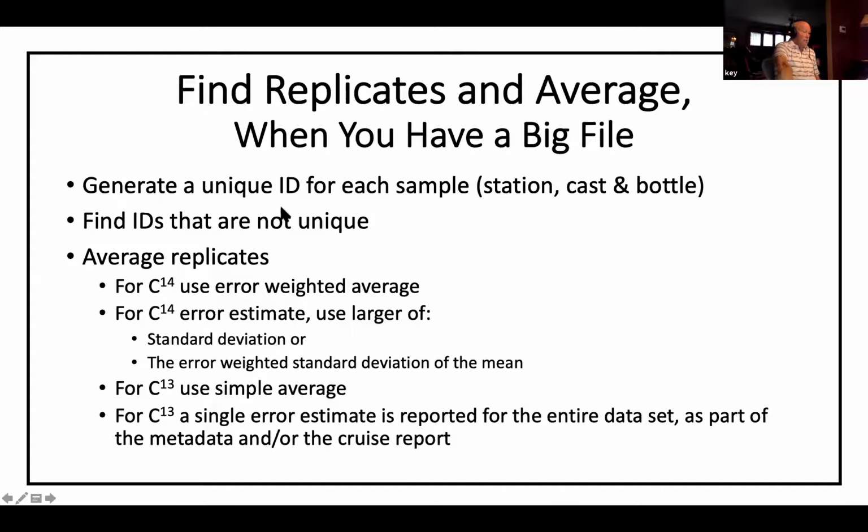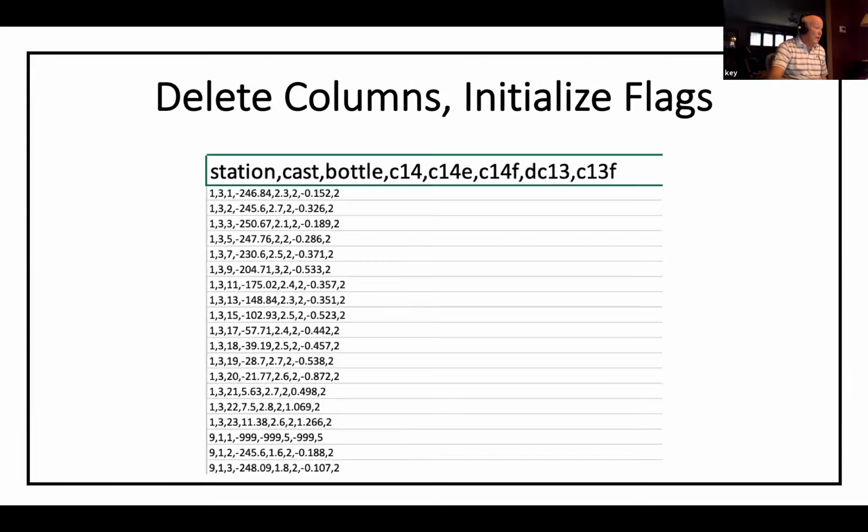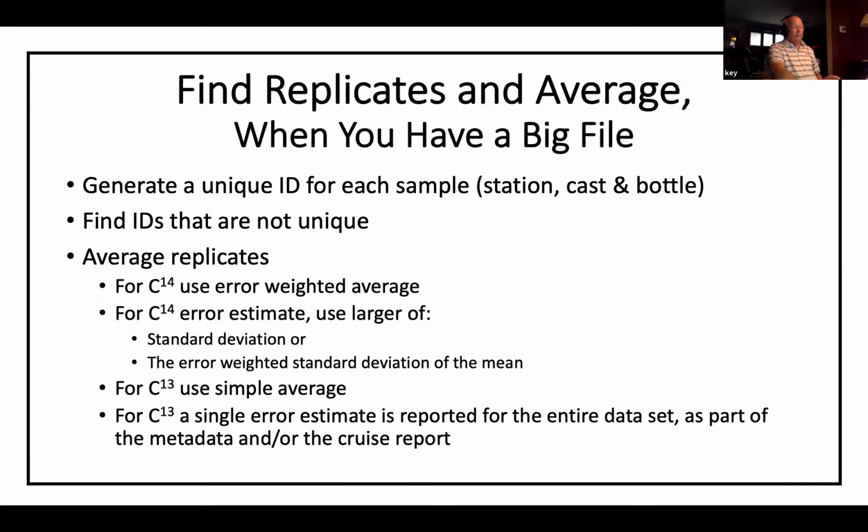The first thing I do in order to find replicates is I generate a unique ID for each sample. And that ID is made up of these first 3 numbers, station, cast, and bottle. If the bottle numbers are small integers, typically 1 through 36, then you can just take the station times 1,000, the cast times 100, plus the bottle number, and you will get a number that's absolutely guaranteed unique. It's by far the simplest way to do it. And I really strongly recommend that.